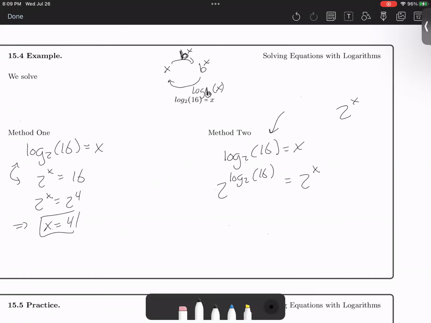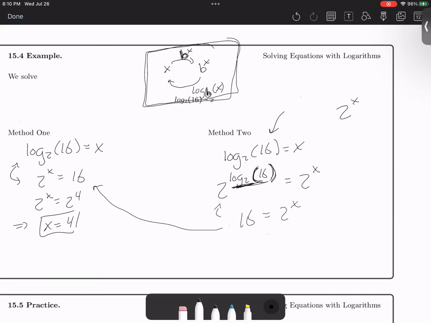And now here I have a base 2 logarithm plugged into a base 2 exponential function. So they undo each other. I just get a 16 out. And you can see that it puts you at the exact same spot. So x has to be 4.